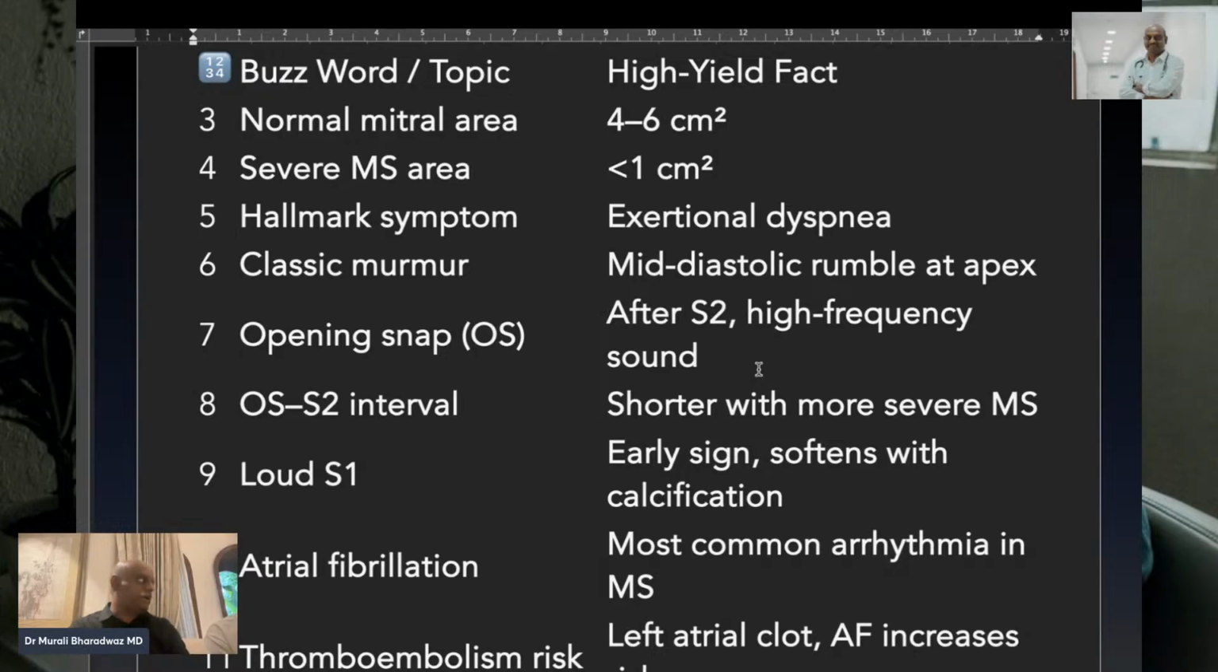What is the classic murmur? Mid-diastolic rumble at the apex. And there is an opening snap. When does the opening snap occur? When will the mitral valve open? The mitral valve typically opens after the S2, second heart sound. Mitral valve opens after the closure of the aortic valve.